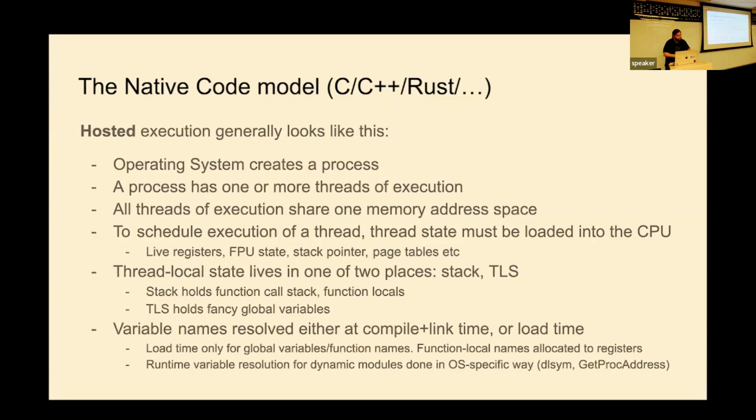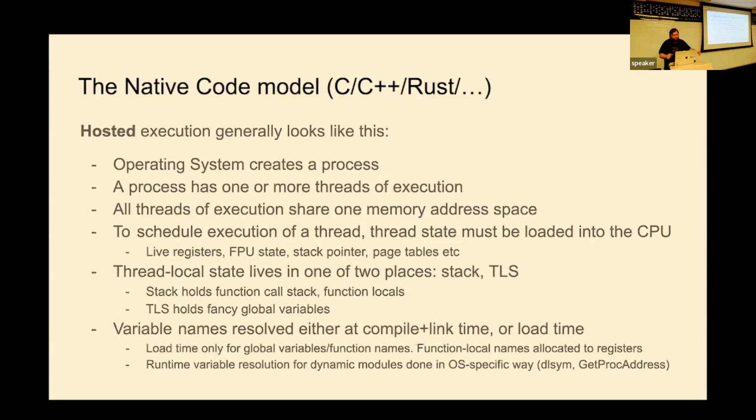That process has one or more threads of execution. And the interesting thing about those threads of execution is that they all share the same address space. If the operating system wants to schedule a different thread, it needs to save off the thread state from one thread of execution and put it somewhere, and then load it into the CPU when it wants to actually execute it.